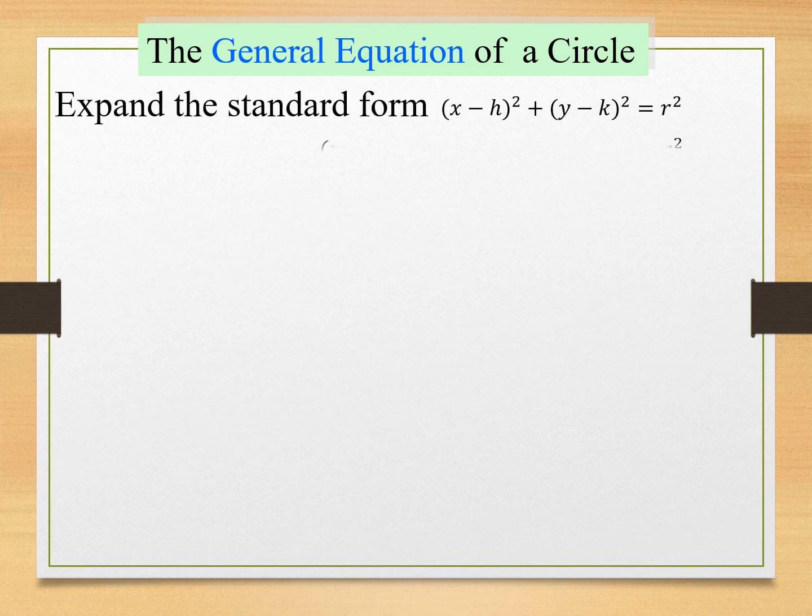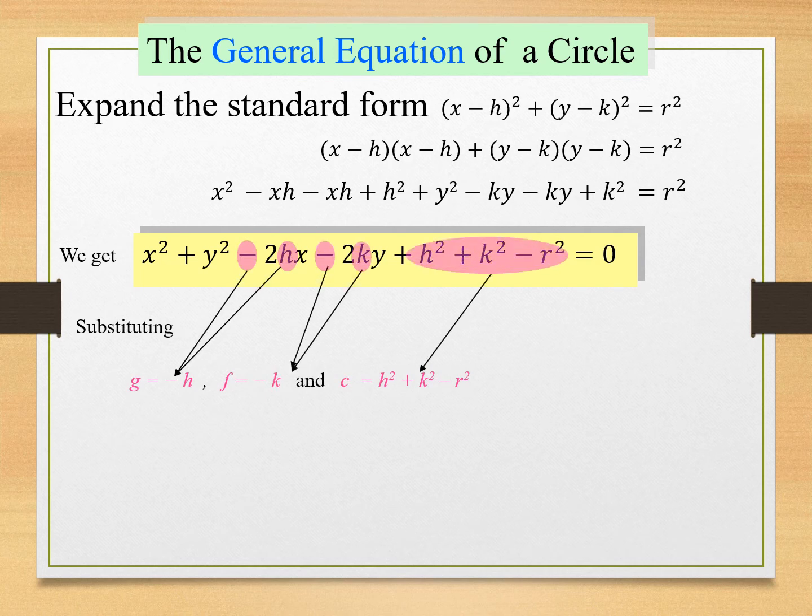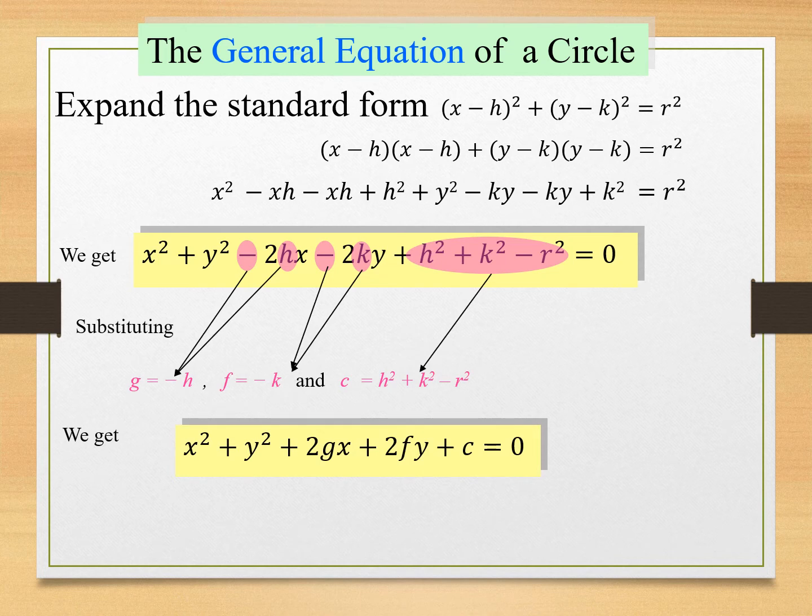Expand the standard form (x minus h) squared plus (y minus k) squared equals r squared. The final solution will get x squared plus y squared minus 2hx minus 2ky plus h squared plus k squared minus r squared equals 0. So when you substitute g equals negative h and f equals negative k, and c equals h squared plus k squared minus r squared, we get x squared plus y squared plus 2gx plus 2fy plus c equals 0. This is the general equation of a circle.